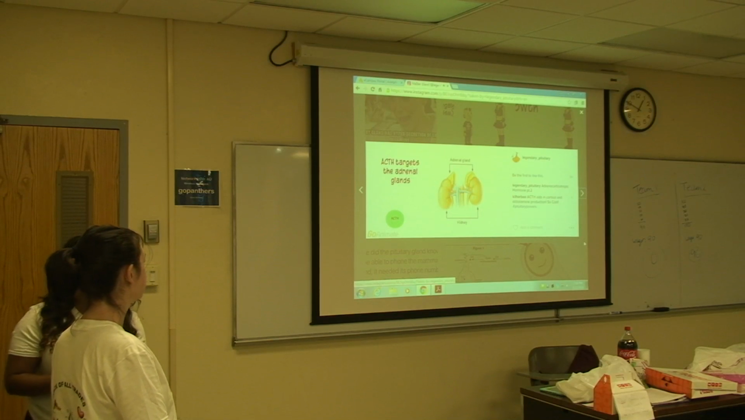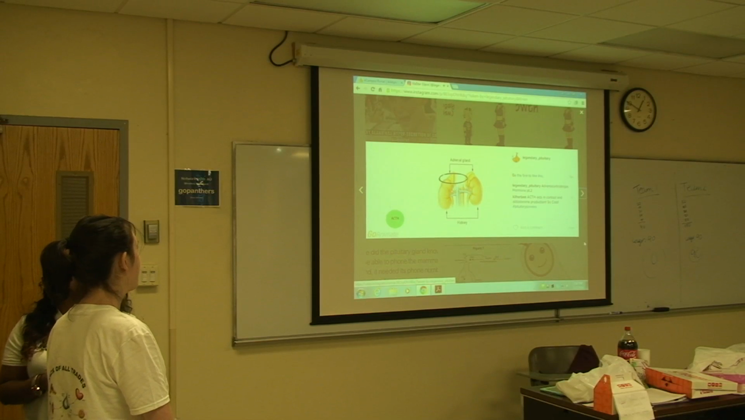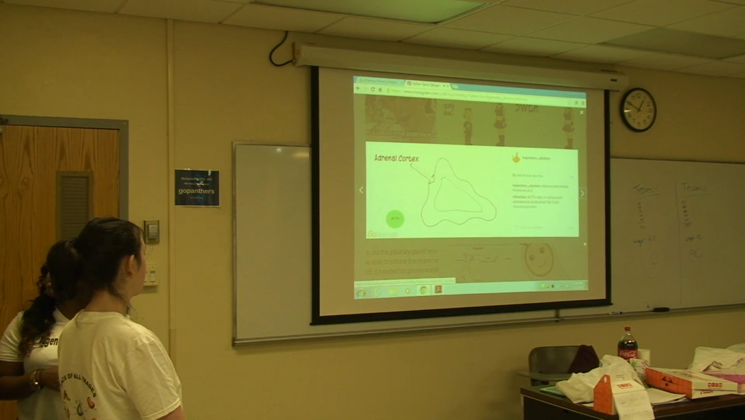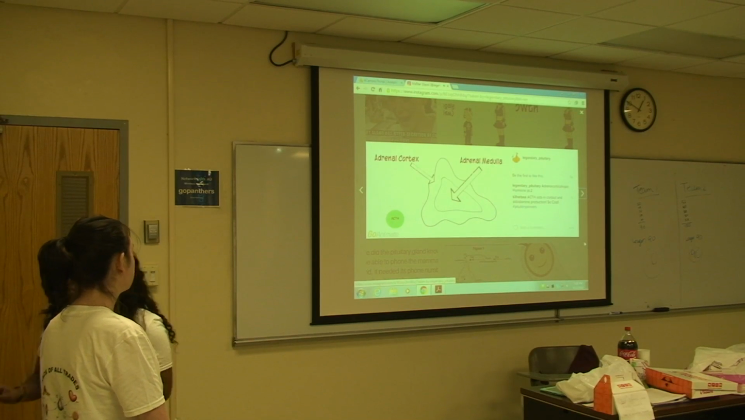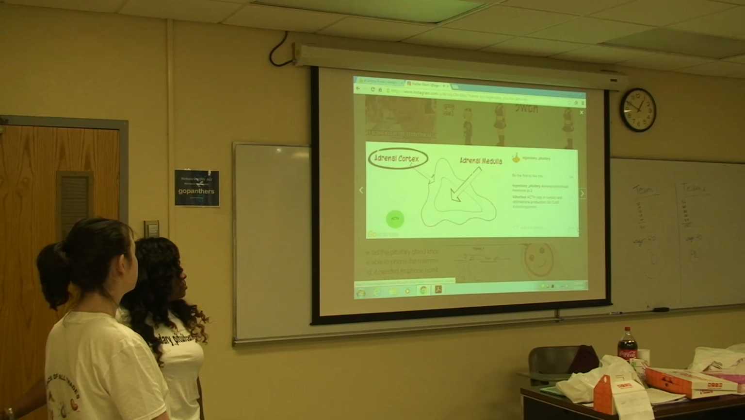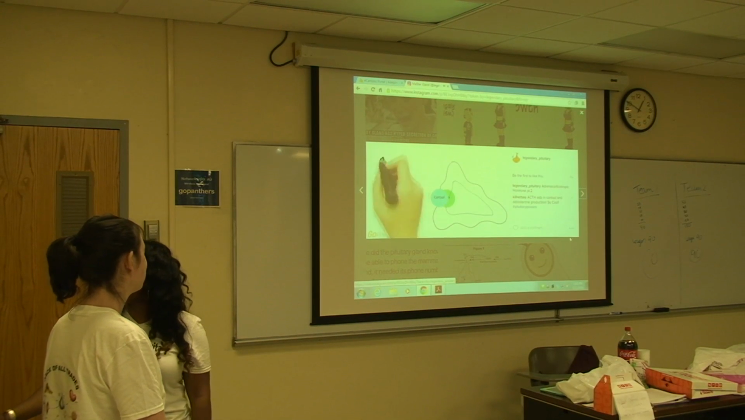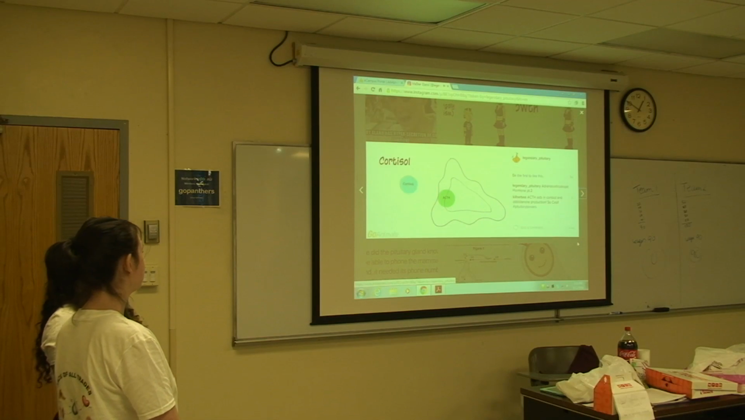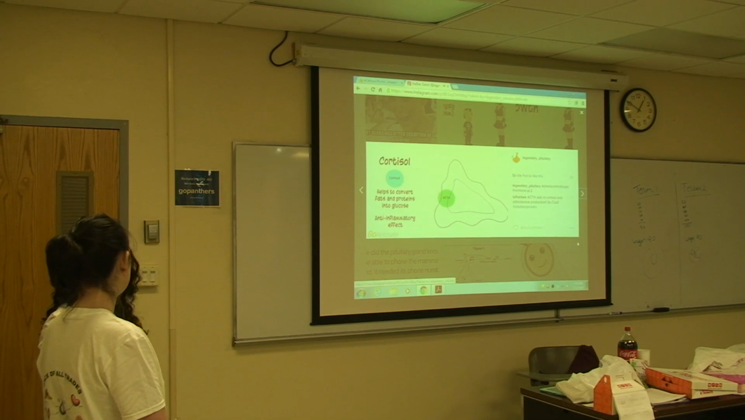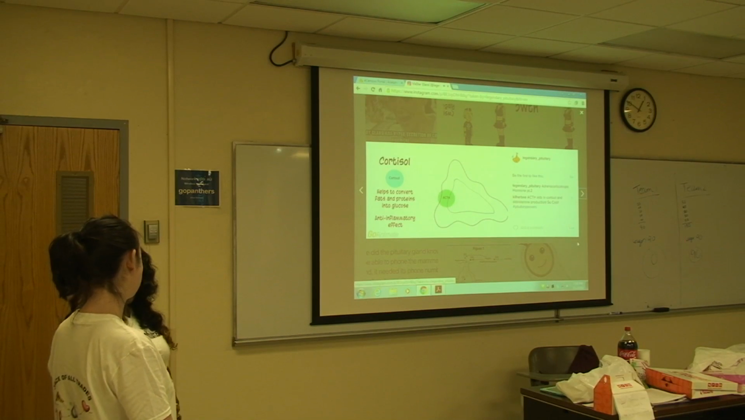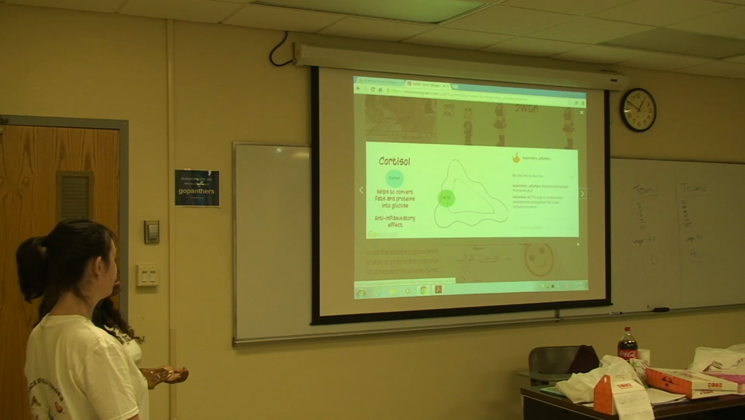ACTH targets the adrenal glands. The adrenal glands are located on top of each kidney. The adrenal glands have two main parts, an outer cortex and an inner medulla. Both parts secrete different types of hormones. ACTH targets the adrenal cortex. ACTH facilitates the release of cortisol from the adrenal cortex. Cortisol has an effect on blood glucose by facilitating the conversion of fats and proteins into glucose. Cortisol also has an anti-inflammatory effect.